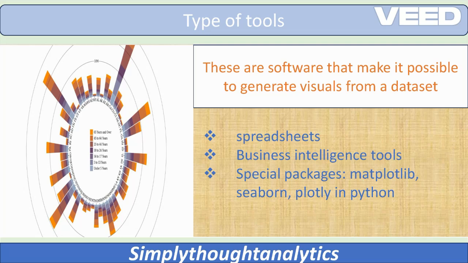But the very great thing about this particular category is that you can customize your chart as much as possible. In fact, you can do anything with the visual. The only issue is that you have to be an efficient programmer in order to use them. So it requires programming. Whereas the two previous categories, which are spreadsheets and business intelligence tools, do not require so much programming. In fact, spreadsheets do not require programming at all.